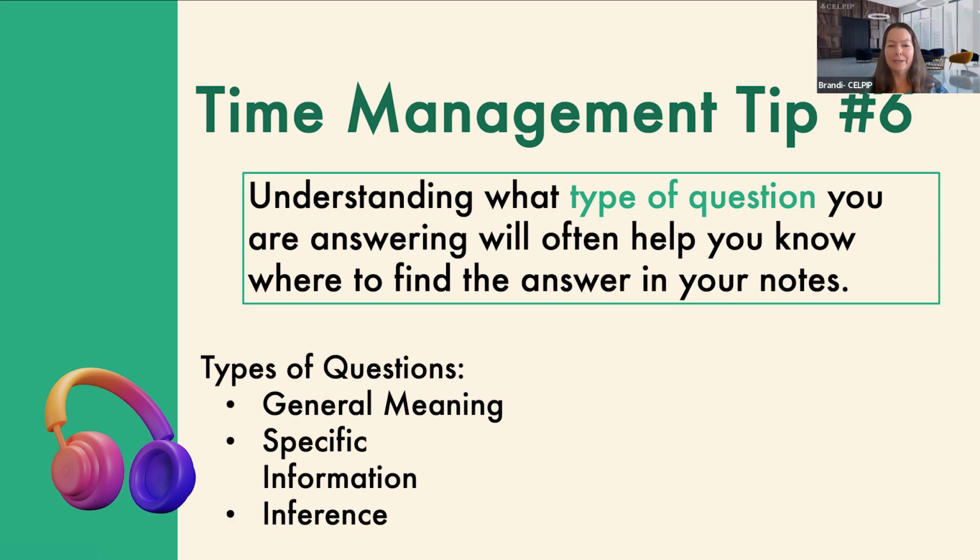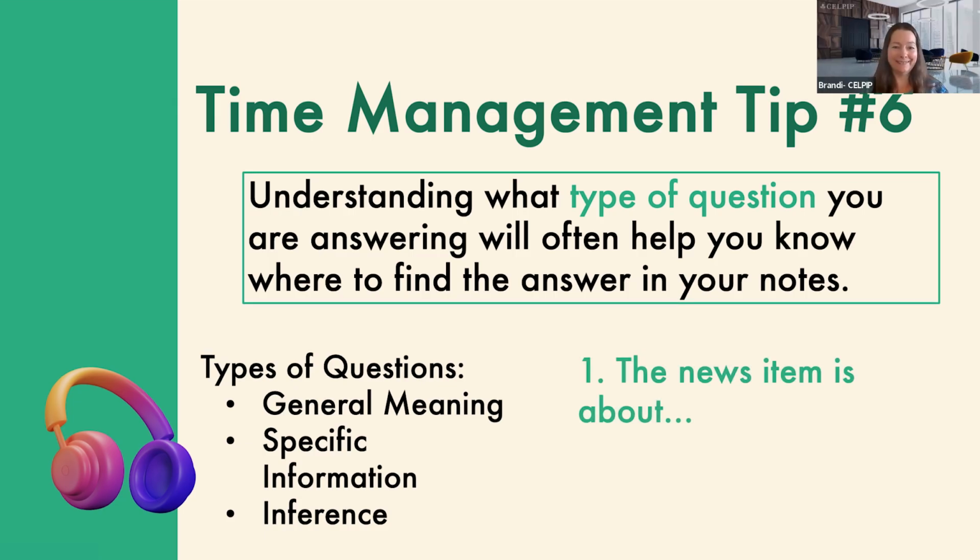So I'm going to put again the question starter, I'll call it. This is what it was on the computer screen. The news item is about. Can you tell me in the Zoom chat box which type of question this is? The news item is about. Is it general meaning, specific info, or inference? And there is a reason why I'm asking. There always is. So Merv is quick here. Anisha's quick as well. General meaning, specific info, or inference.